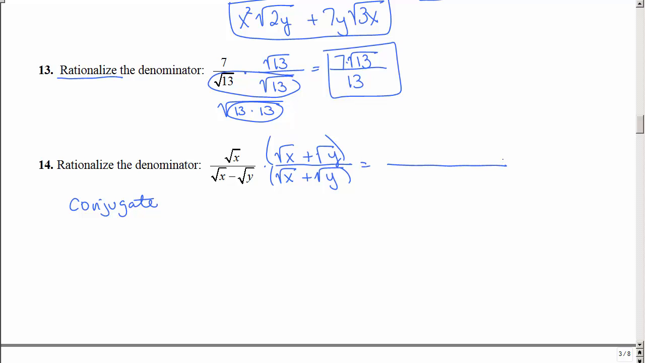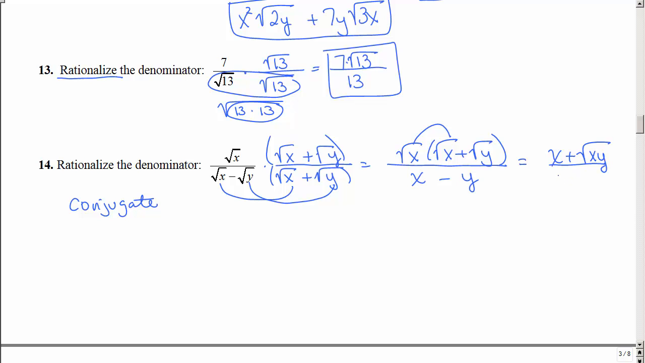I'm not going to go over why this works. You should have already had that lesson, but when you multiply this times this, you're going to get x. Multiply those two, minus y, and when you do the insides, those would add to 0. So I can leave my answer like this. But I'm going to go ahead and distribute. The square root of x times the square root of x is x, and this is the square root of xy.